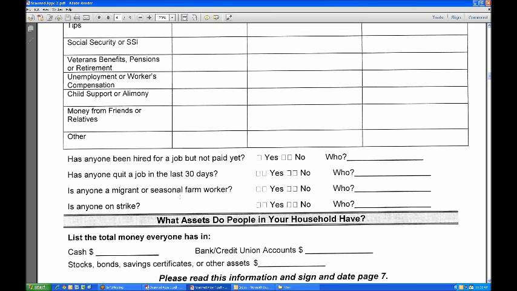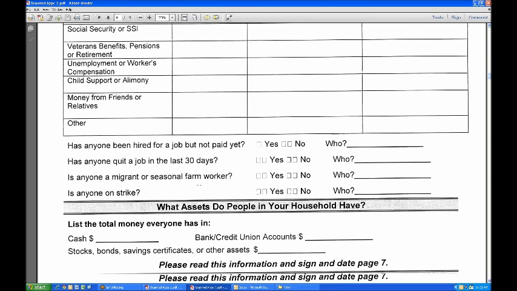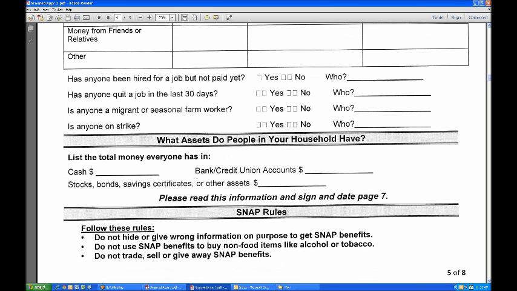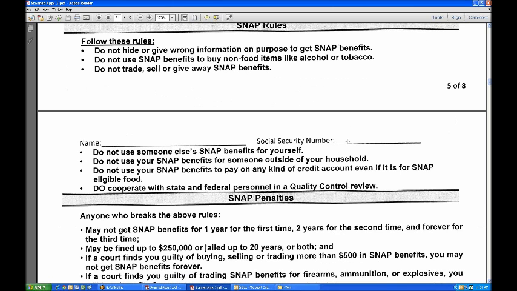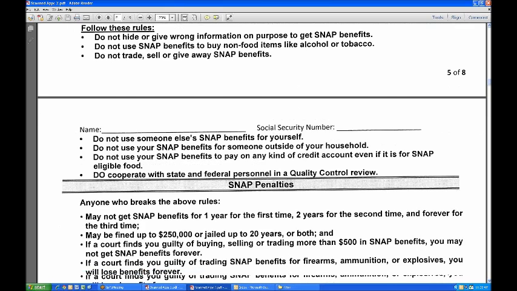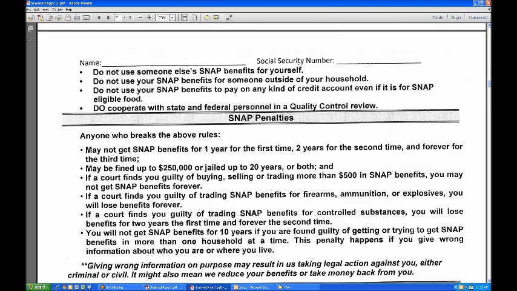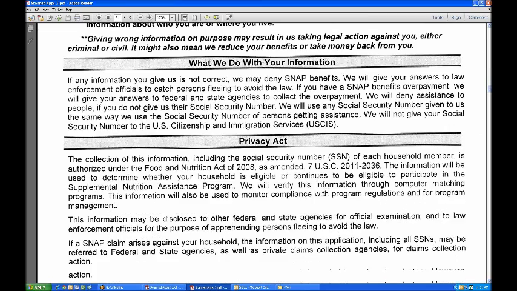At the bottom part of this page are questions that you need to ask them. And then finally, there are questions about resources. So they have cash, all their bank account balances combined, stocks, bonds, etc. So then moving on, this page is actually just words, but you still need to put the name and Social Security number at the top.